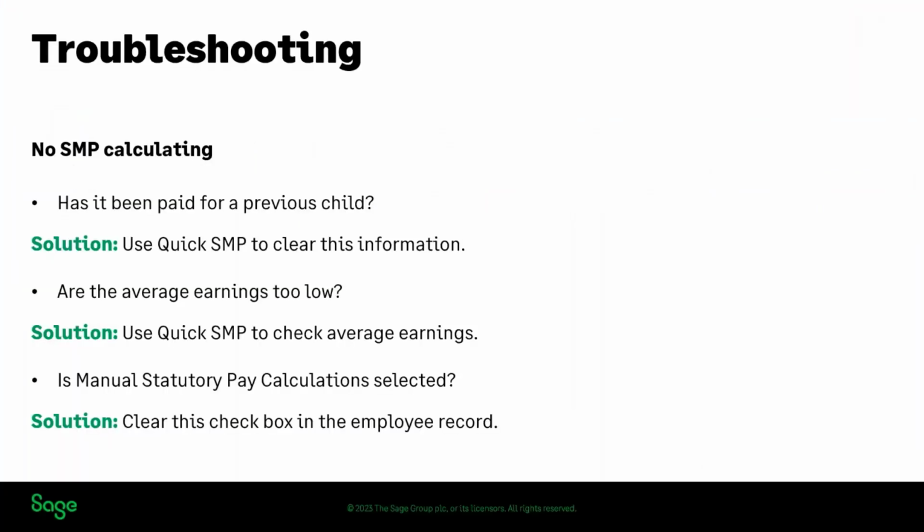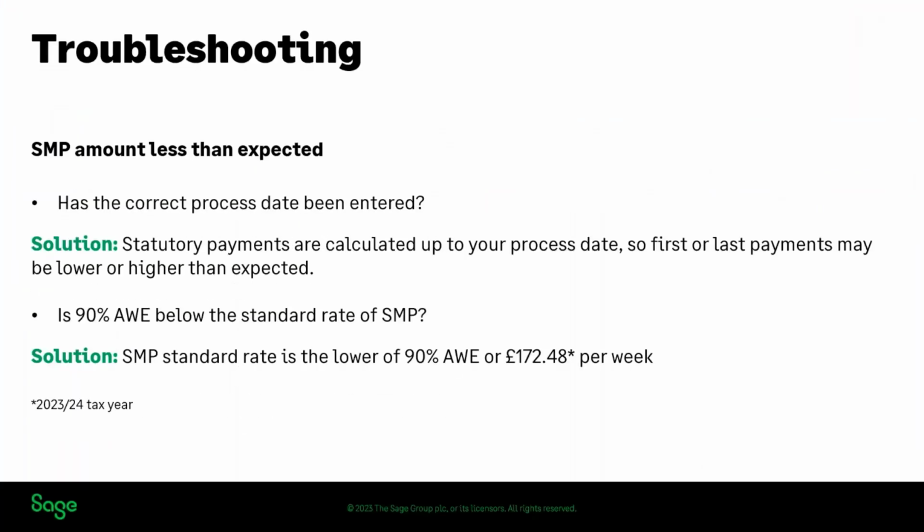So, other reasons why it might not calculate. Just going to finish with troubleshooting SMP amounts being less or sometimes more than expected. So first thing to check is, have you entered the correct process date? If you're setting this up before doing the pay run, maybe you've logged in with today's date and it's only calculating the SMP up to today instead of up to your pay date. So the solution is to make sure the correct process date is entered.